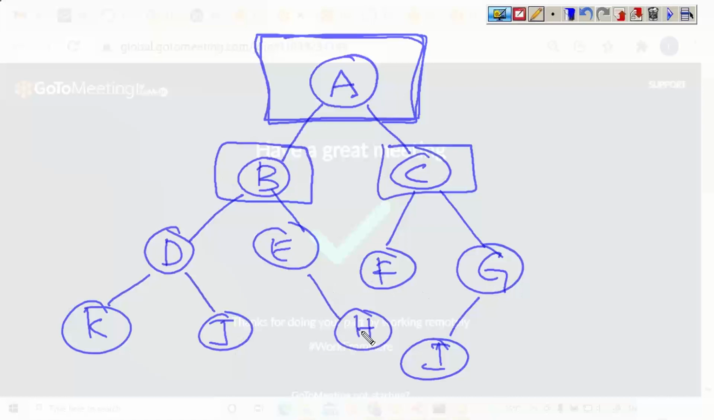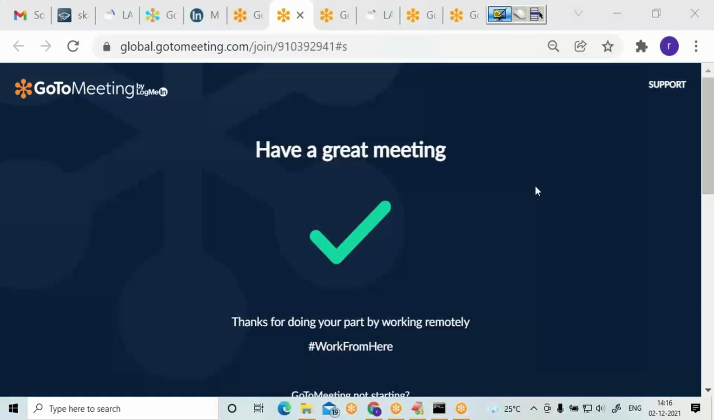E is a parent to H. D is a parent to K and J. You can consider it as the root for K and J.